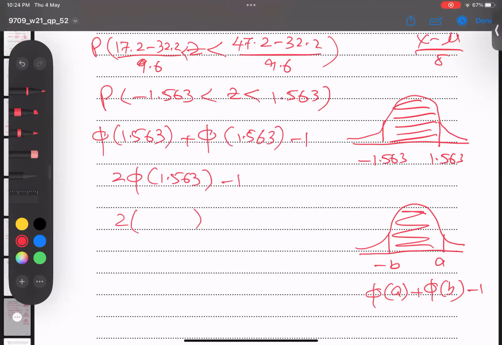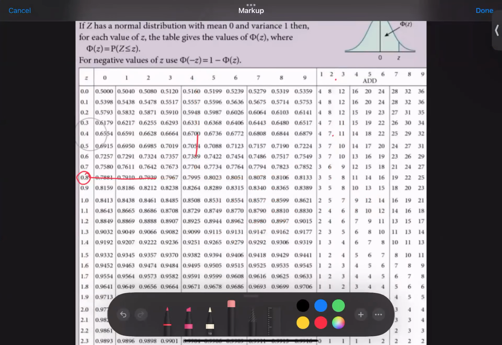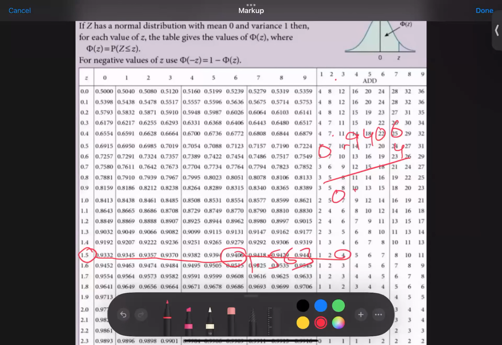What is the probability? 1.563. 1.5 is here, 6 is here, 3 is here. So 0.9406. Yes, 0.941 is correct. The answer is coming 0.941.